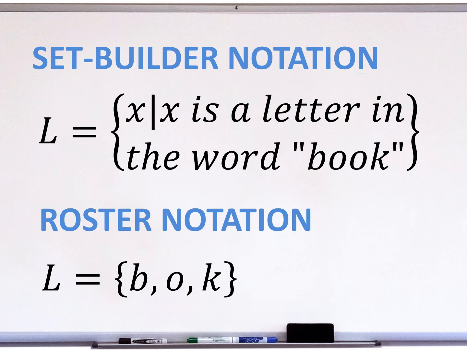As you can see, the word book contains only 3 different letters, but there are two letter O's. If you go back to the definition, a set is a well-defined collection of distinct objects. So you only write the specific element once, because there is only one letter O, even though it is repeated in the word. You only write that as a single entity. That is the difference between set builder notation and roster notation.